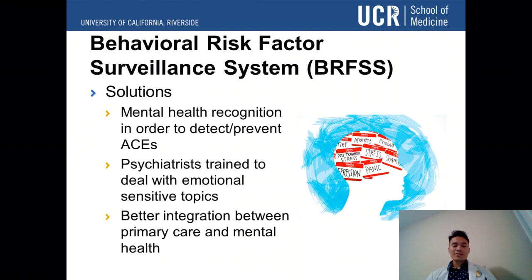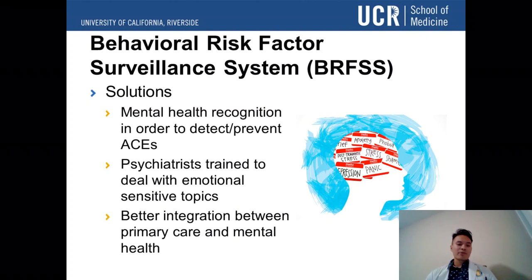Some solutions. Mental health recognition is needed to detect and prevent ACEs. The more we recognize these signs and symptoms, the more we prevent them, the better society will be overall. The better these children will grow up to be adults that are working efficiently within the community, more effective in what they want to do, and hopefully not prone to the different social pitfalls and biological diseases that those with ACEs that don't get treatment or are not prevented or not recognized go through.